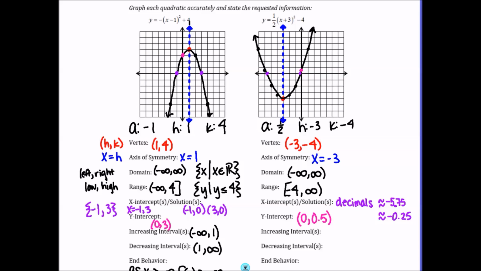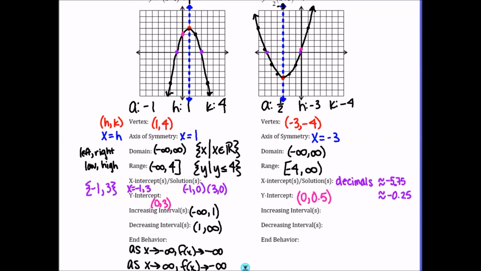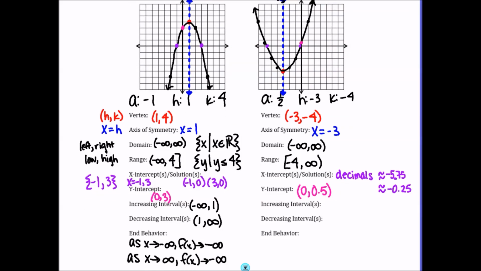Then for increasing and decreasing intervals, remember that the graph always changes direction at the axis of symmetry, which is -3. And if you start on the left side of the equation and write it like a roller coaster, you go down first, and then you go back up. So it is decreasing first, and then it increases. So it is decreasing from -infinity to -3, and increasing from -3 to infinity.